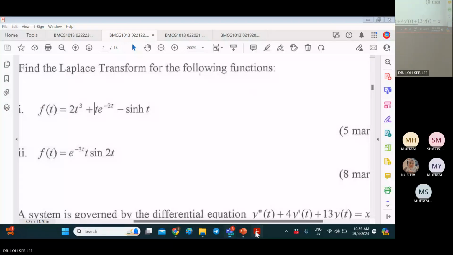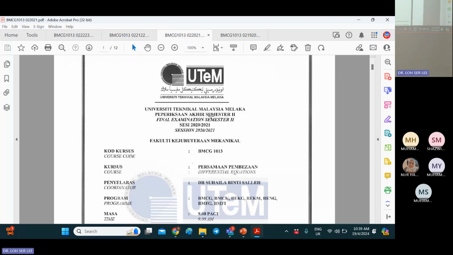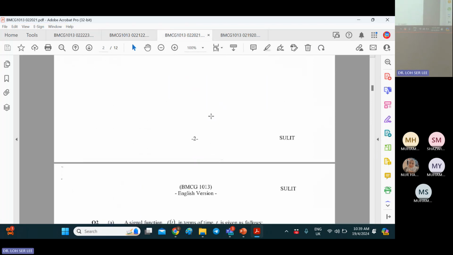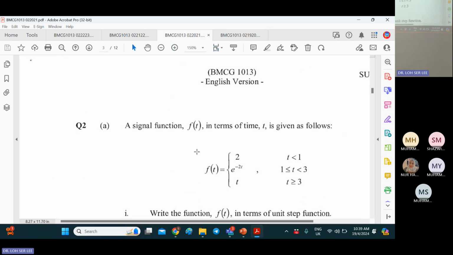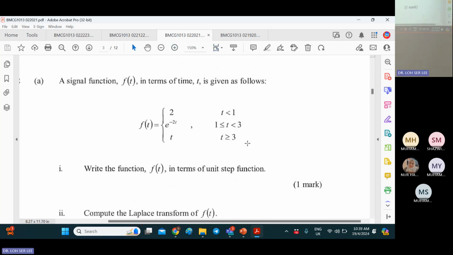Now we look at the past year questions from three years back. This is question 2. This is a step function, right? Express or write the step function in terms of unit step functions. 1 mark.